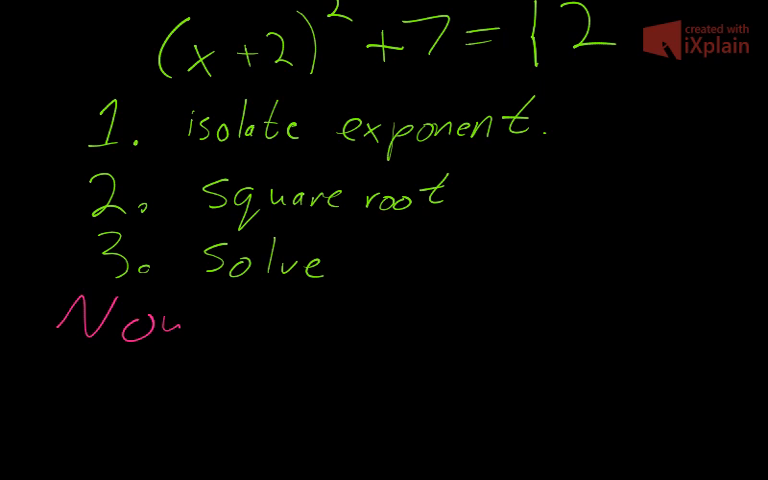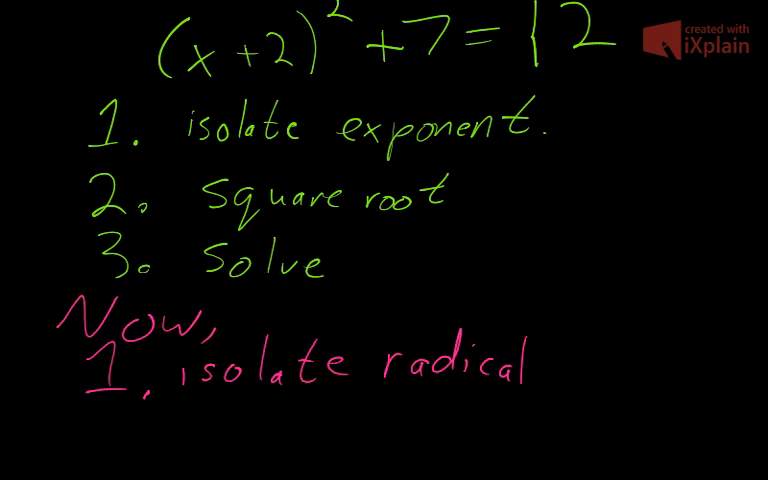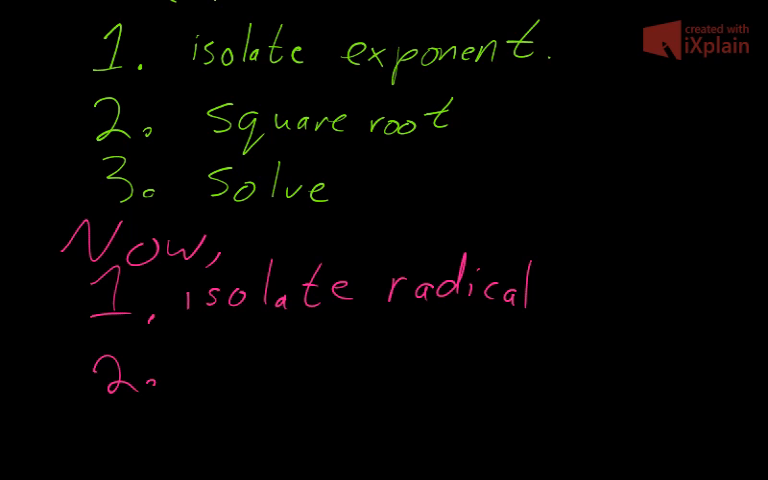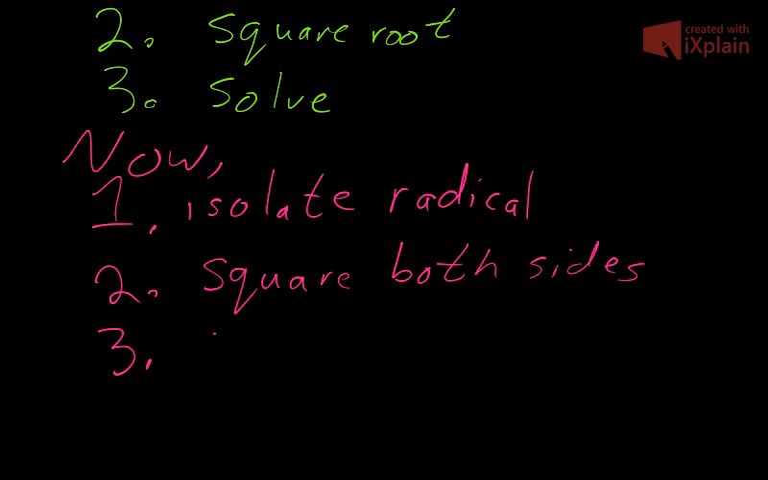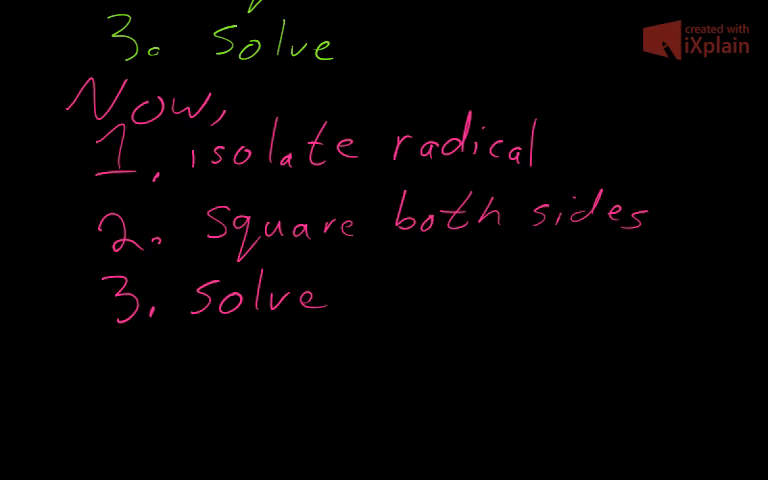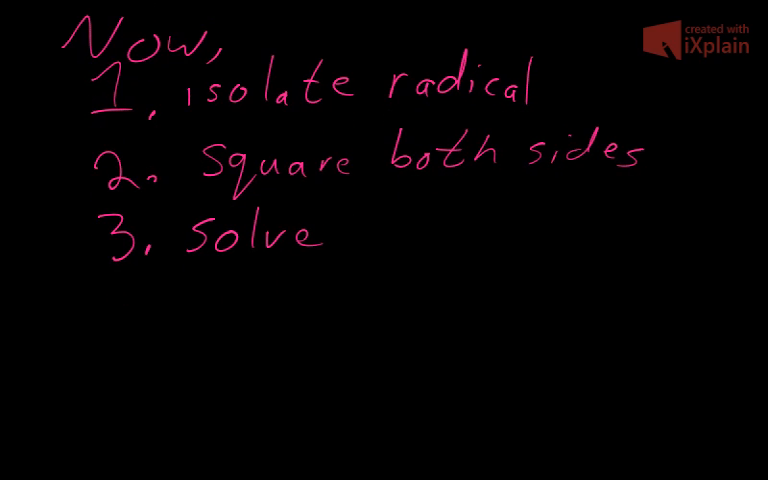So now we don't have an exponent to isolate. What we do have is a radical. So the first thing we want to do is to isolate the radical, because if we don't get it by itself, there's absolutely nothing we can do with it. Then we're going to square both sides. And then we're going to solve using the same old tricks we've been using since the very beginning of the year. So let's look at an example real quick.